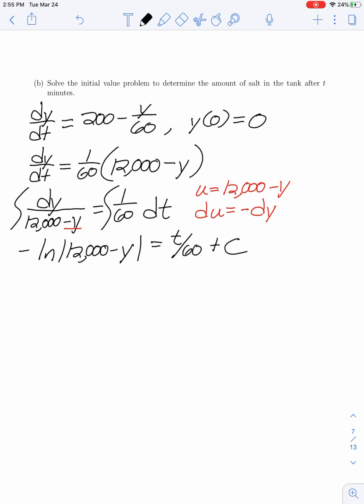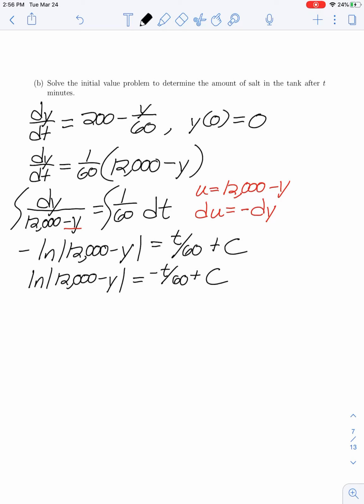So from here, I'd like to try to solve for y explicitly, if possible. And there are a few ways that we could go about doing this. One way that I might proceed to start with is by multiplying both sides by negative 1. So I would have the natural log of |12,000 minus y| is equal to negative t over 60 plus some constant. Now why not negative c instead of plus c? Well, c is an arbitrary constant, so it doesn't matter whether I call it a positive or a negative. It's still just some arbitrary constant.